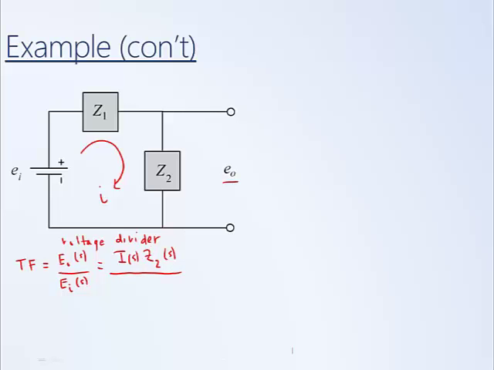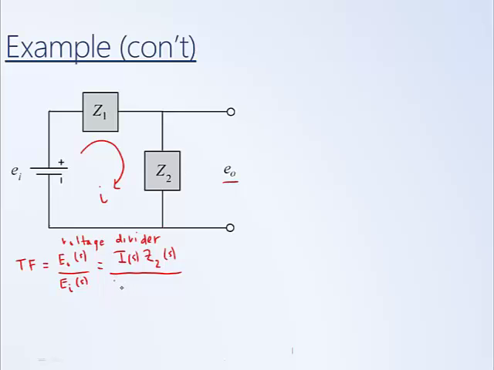The voltage input, however, spans both Z1 and Z2. So it's as if we were looking at this, EI is equal to the drop across Z1 plus the drop across Z2. Another shortcut is to think of Z1 and Z2 as being in series with one another.